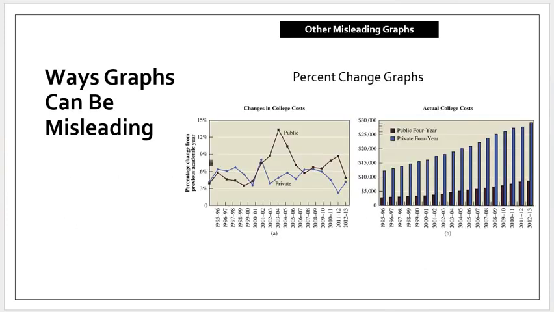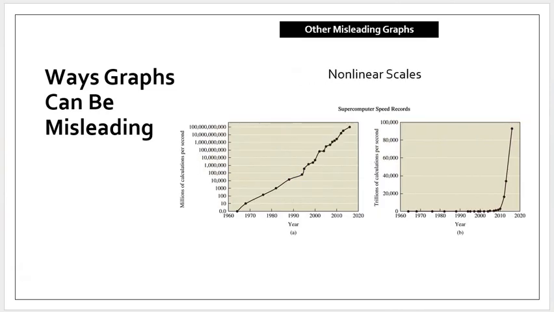Other misleading graphs would be percent change graphs as opposed to absolute value change. Nonlinear scales can sometimes be misleading. At times it's appropriate, like a Richter scale is based on a nonlinear scale.